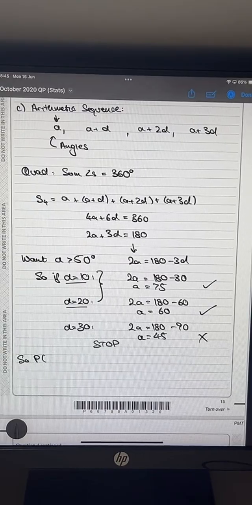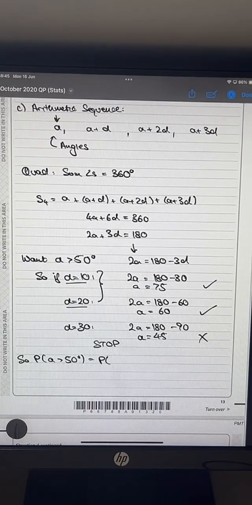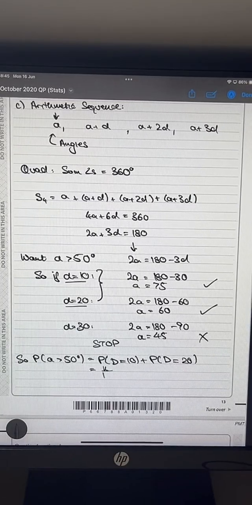So the probability that the smallest angle is greater than 50 degrees is just when you have D equaling 10 or when you have D equaling 20. So the probability that D equals 10 is k over 10 because that's from the table up here.